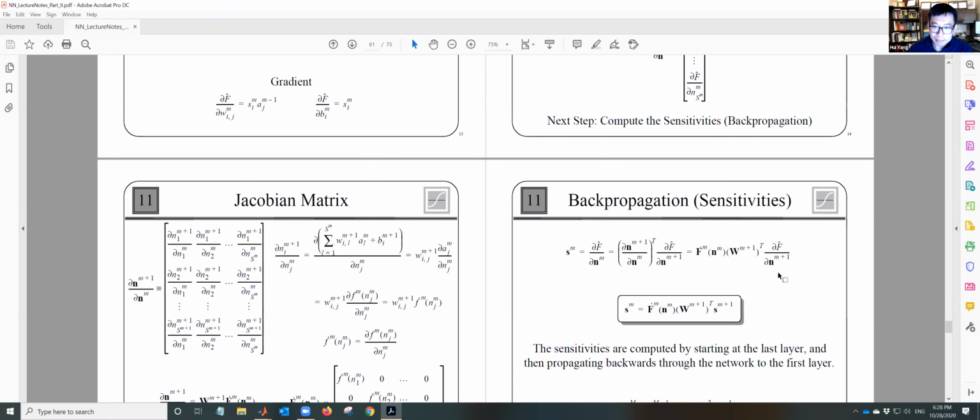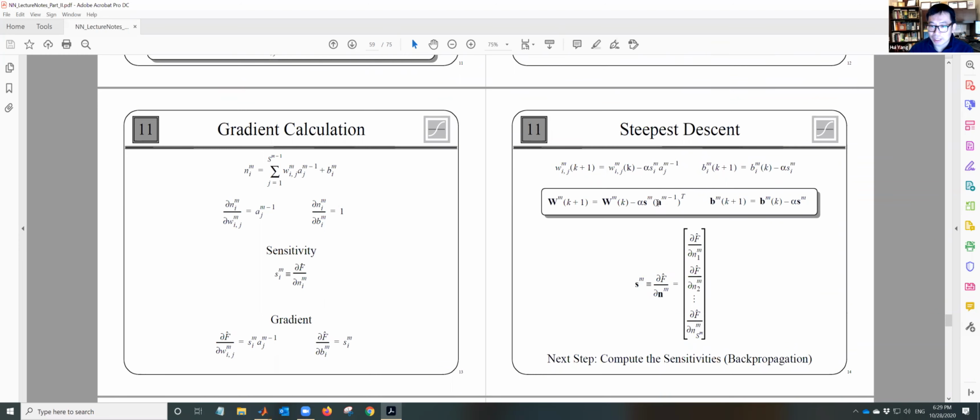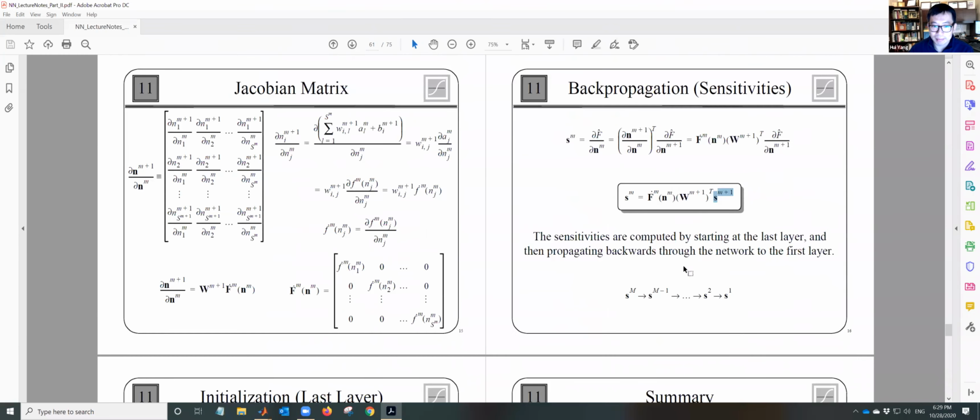So in this way, because this is S^(m+1), we know the relationship between the sensitivity of the m-th layer and the sensitivity of the (m+1)-th layer. If we know the sensitivity in the (m+1)-th layer, we can backpropagate to the m-th layer. If we know all the S^m, then we can use this equation to adjust our weights. So the sensitivities are computed by starting from the last layer, and then propagating backwards through the network to the first layer. So S^M, the last layer, to S^(M-1), to S^2, to S^1.